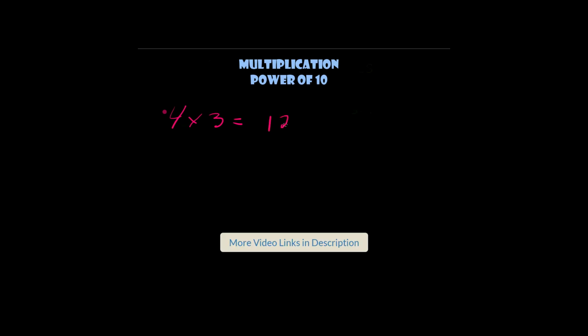So when we look at one of our facts, for example, if we had a fact like 4 times 3, easy enough. So 4 times 3 is 12. So what we're going to be looking at, though, is how we can just add zeros in the problem and how that relates to adding zeros in our answer. And it just makes multiplication really quick.